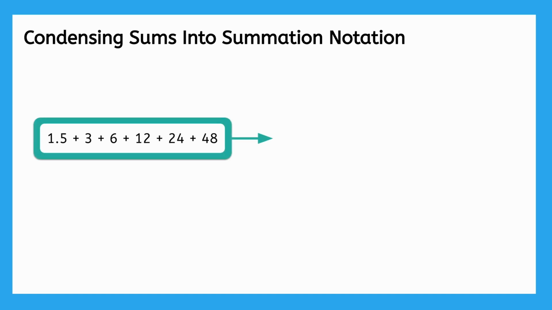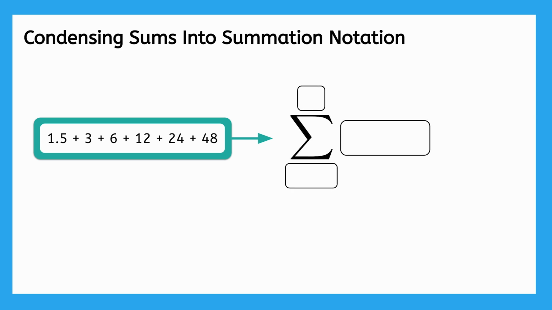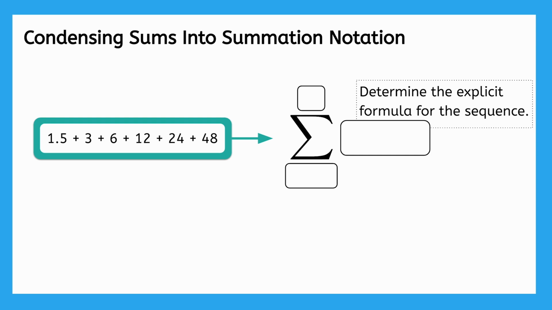But what if we want to go the other way? What if we have a sum of terms in a sequence taking up a bunch of room, and we want to condense it into as small a space as possible by writing it in summation notation? First, let's analyze the sequence to determine its explicit formula. Take a moment to do that now.